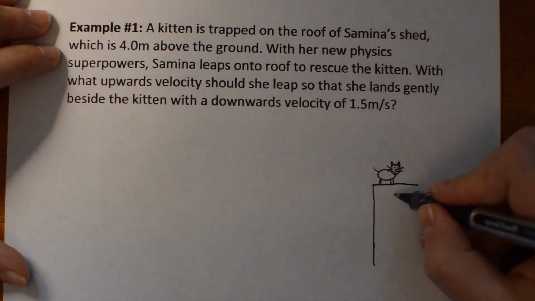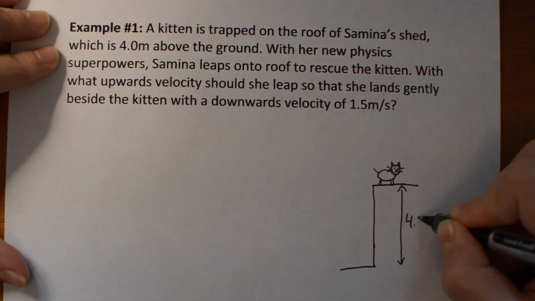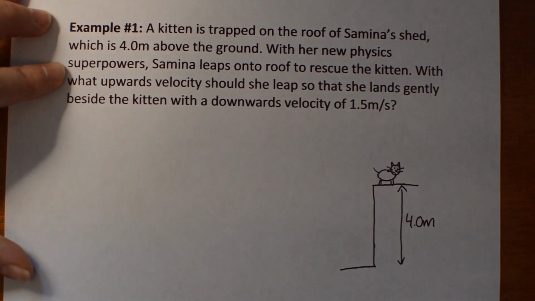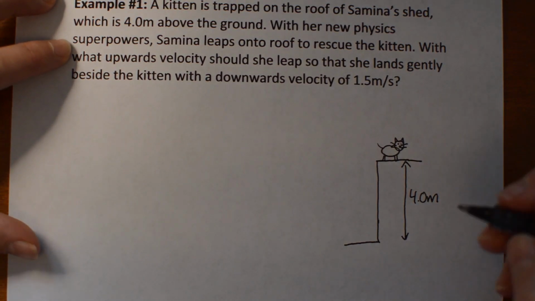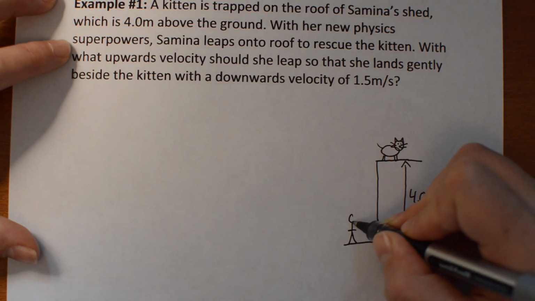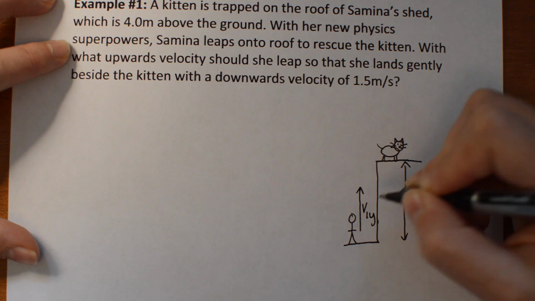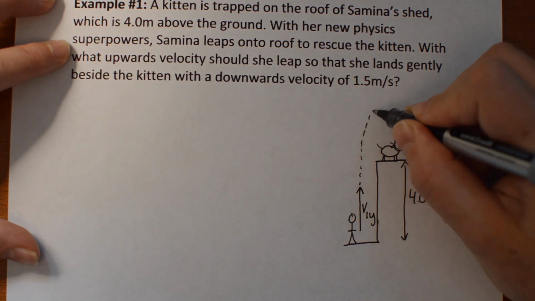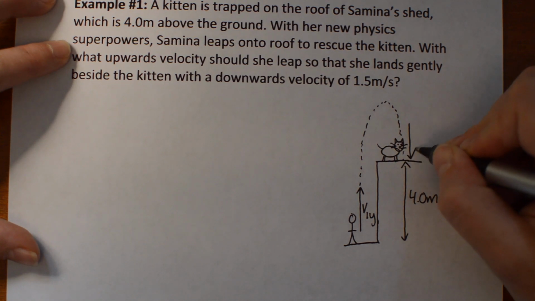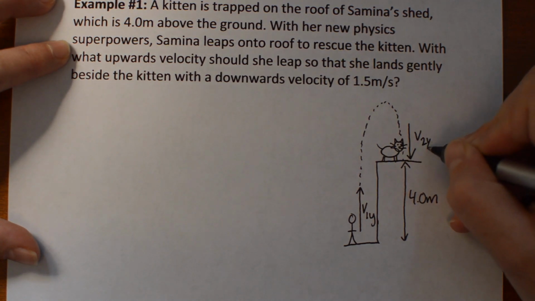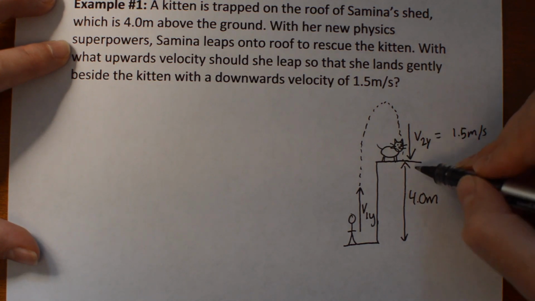There it is. The shed is 4 meters above the ground, so that height above the ground here is 4 meters. She has some physics superpowers, so she can jump 4 meters straight up. That's very impressive. So here she is. She's going to jump straight up with some sort of a V1Y. She's going to go up, come down, and land right beside the kitten. And she wants to make sure her landing is soft. So her V2Y, she wants to be 1.5 meters per second. She wants that to be down though.